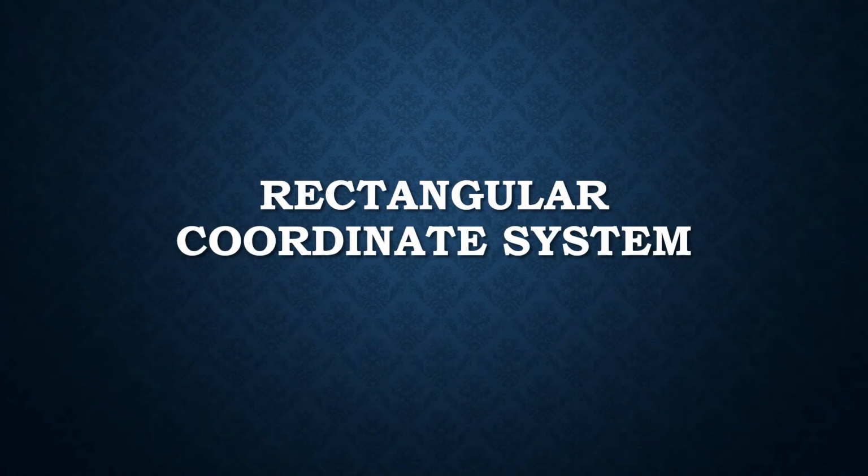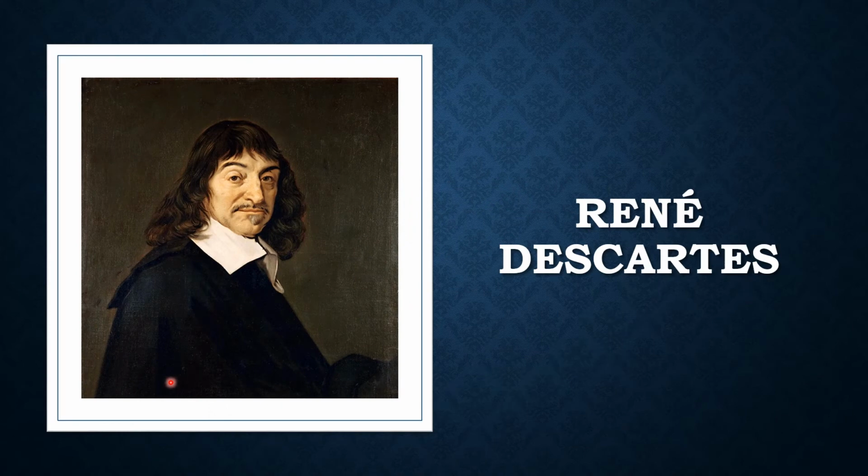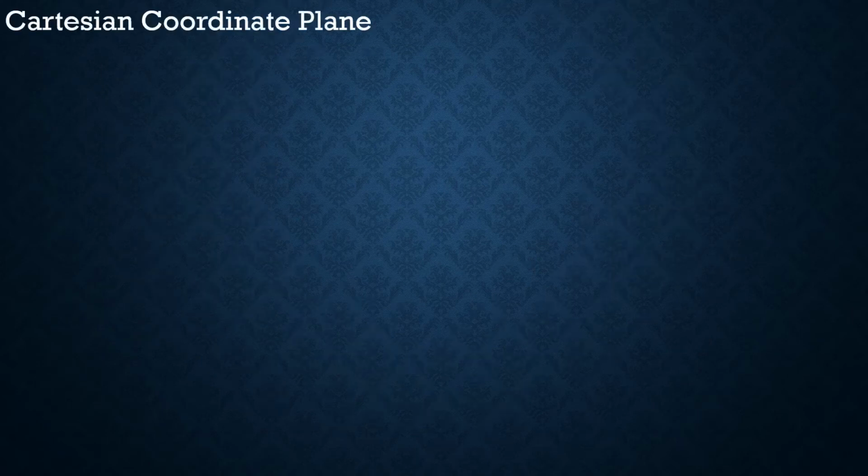In this video, pag-uusapan natin ang rectangular coordinate system. The rectangular coordinate system is named after the famous mathematician René Descartes. And now let's talk about the Cartesian coordinate plane. Kung mapapansin mo, ang pangalan ng Cartesian ay nanggaling sa pangalan ni René Descartes.